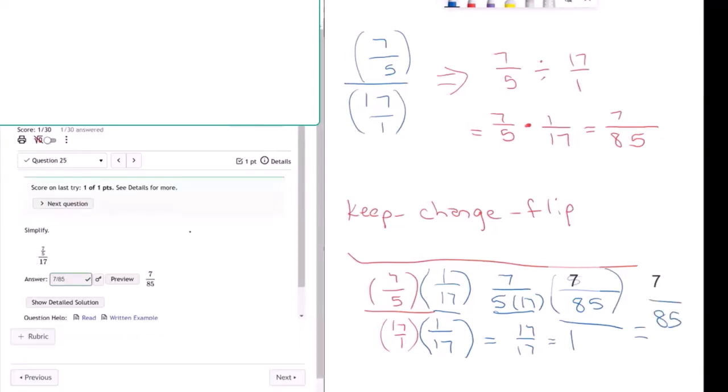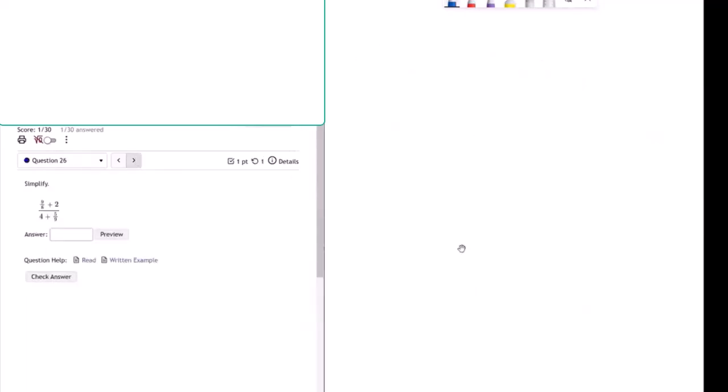Use keep, change, flip. I wanted to show you why it worked. By multiplying by 1/17, the denominator completely goes away, and I get keep. This becomes multiplication, and flip the fraction. Now we have a fraction plus a number divided by a number plus a fraction. This is why it's important that you understand all your rules for fractions. And when we start doing this with polynomials, you'll understand why you needed that.